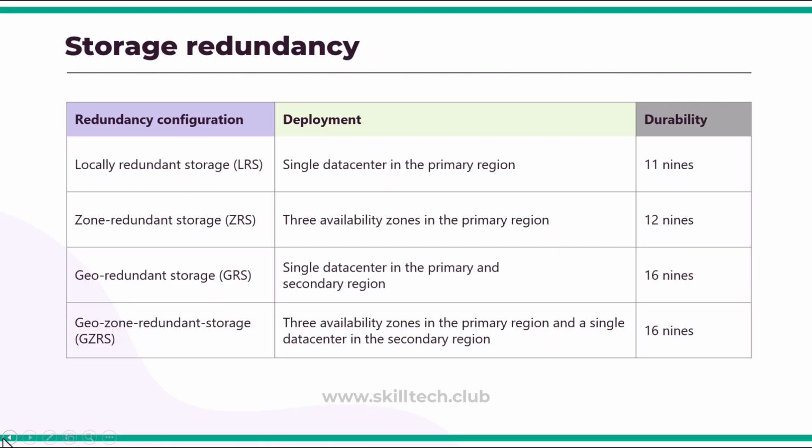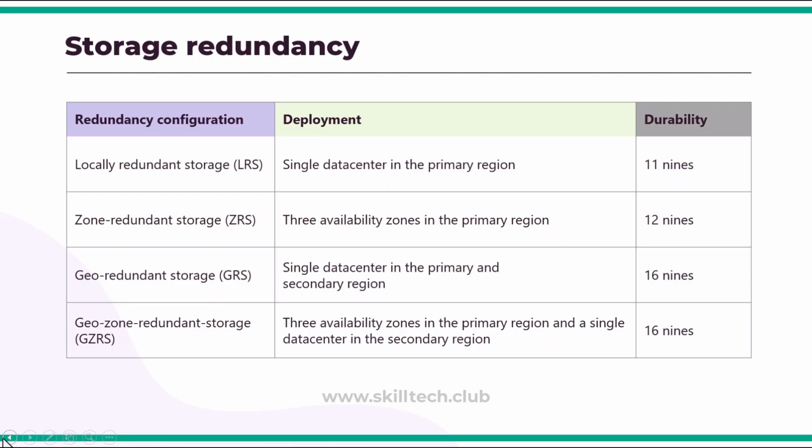Now once you understand these first 3 redundancy configurations like LRS, ZRS, and GRS, the fourth one is actually a combination of ZRS and GRS. This GZRS name itself is telling you that this is going to use ZRS, which is zone redundant storage, plus it is going to use a secondary region, which is geo-redundant. So this is going to use 3 availability zones in the primary region and one single data center in the secondary region.